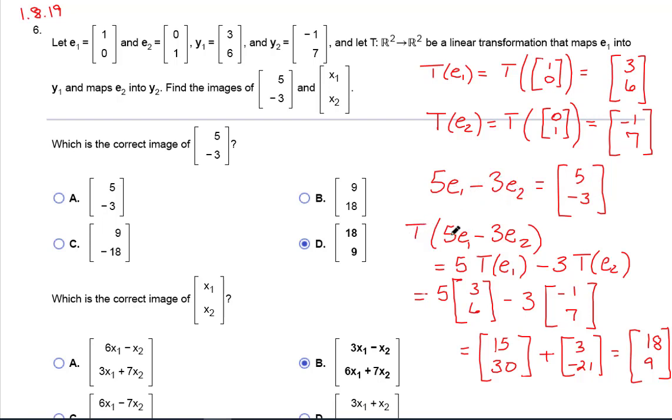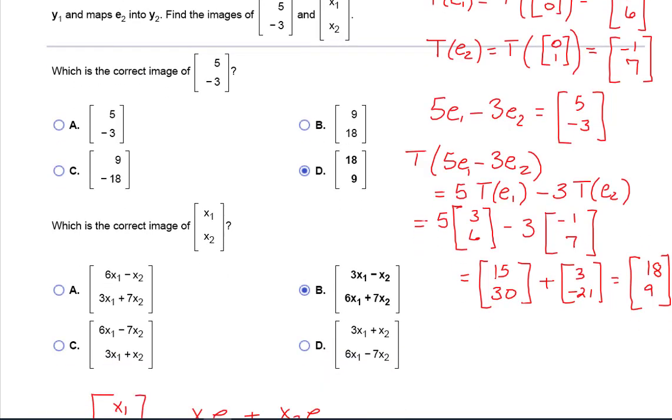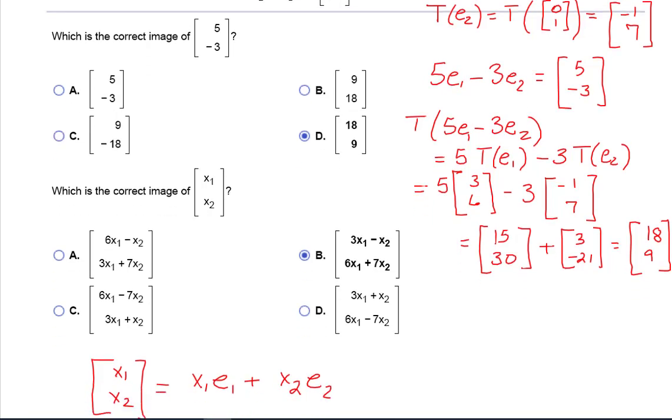So T of this particular vector, because T is a linear transformation, is T of each one, and the scalar comes out in the front. And so it's simply 5 times the image of e1 minus 3 times the image of e2. So form those, add them up, and we get 18, 9.